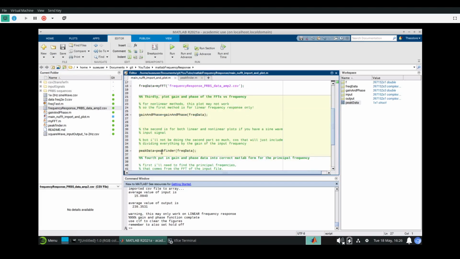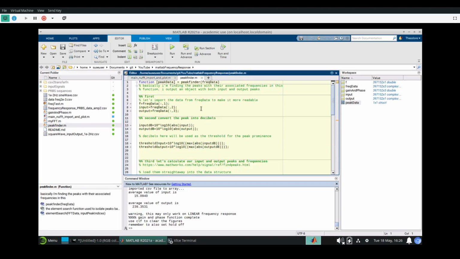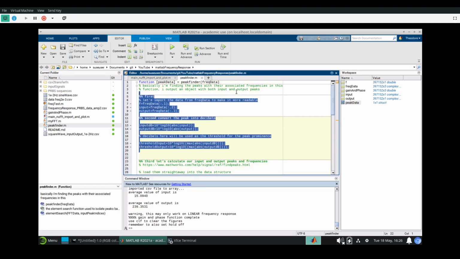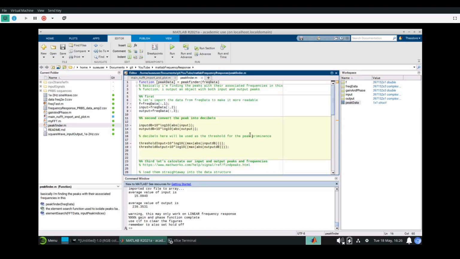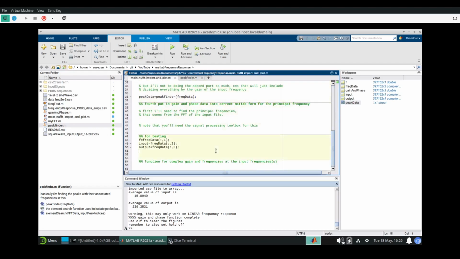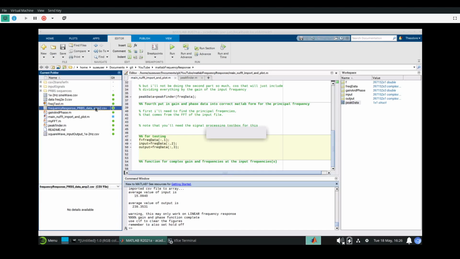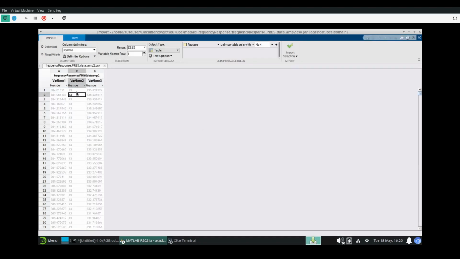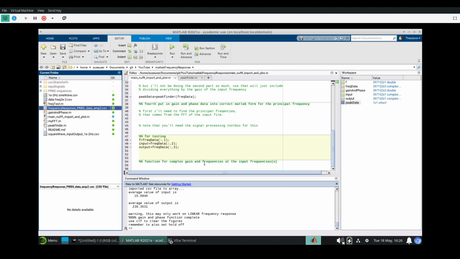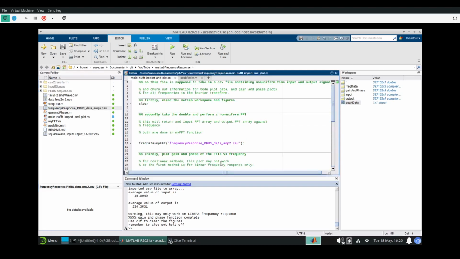Of course, I also took some time to explain what this peak finder was about, and this is a very important script because it helps us to find the relevant input frequencies that we want to test our system at. Basically now what I have for you is a batch of sample data. This column here is the input, this column here is the output, and what we are going to do is try to do some frequency response on it.